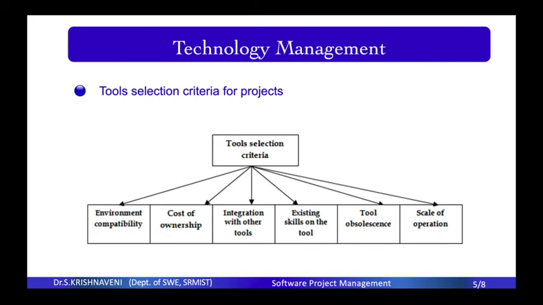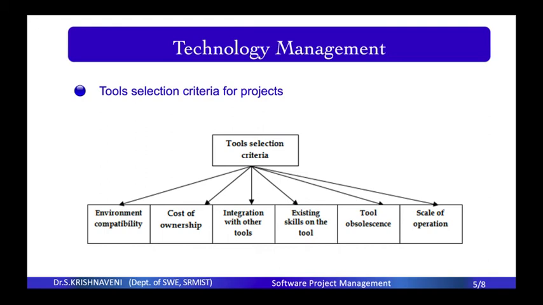Next we are going to see the tool selection criteria for the project. Project managers may need to select tools and buy them from a vendor, so there should be some criteria. The first one is environment compatibility: in which environment the project team will be working, and whether the tool can be integrated in that environment or not. That is a very important criterion. If the tool cannot be integrated in that environment, then the tool is useless for the team.